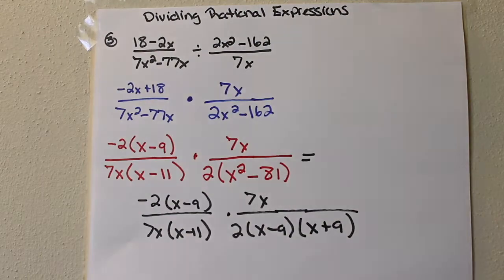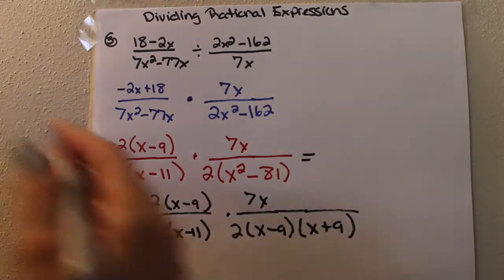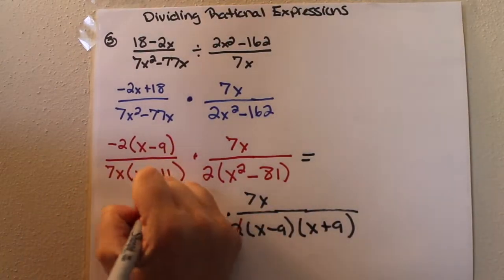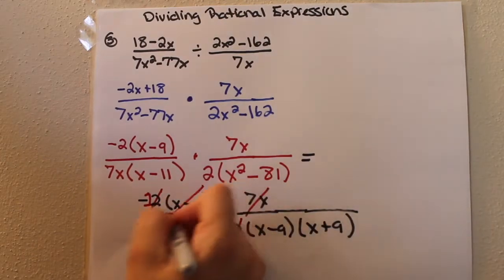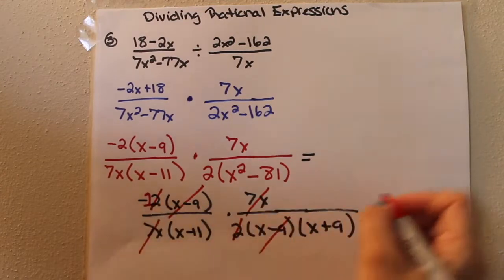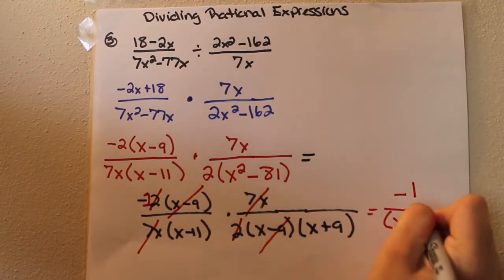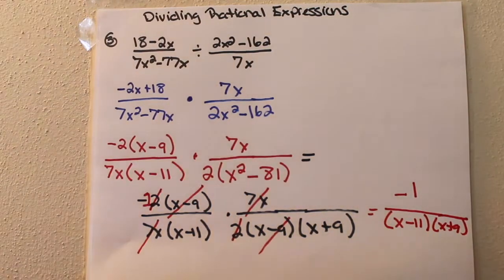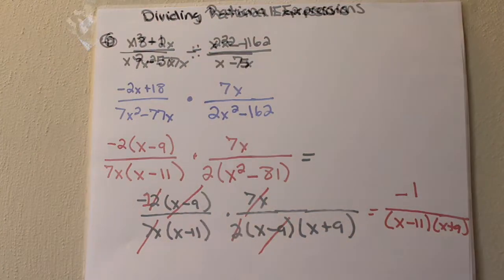Okay, now I'm just going to look for items that I can cancel. I can cancel the 2's, okay, but this means that this is negative 1 still. I can cancel the 7x's. I can cancel the x minus 9's. So what's really left here is a negative 1 in the numerator, and in the denominator I have x minus 11 and x plus 9. If you want to, you can put it back together by foiling, but I would just leave it like this.